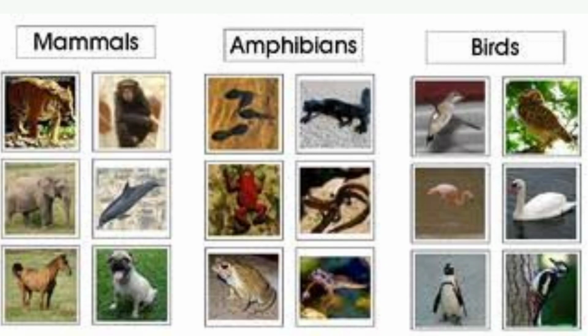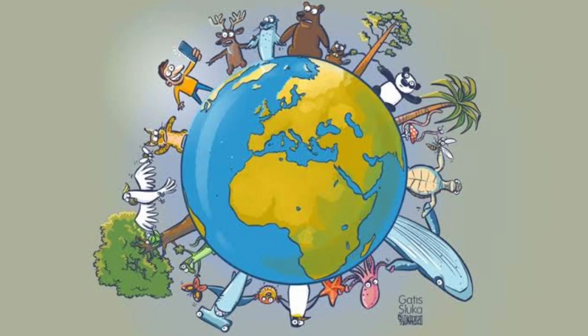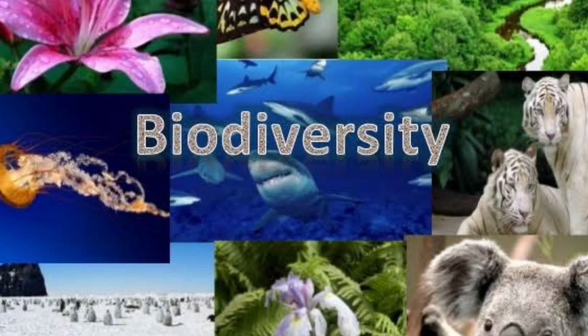So, one by one, while explaining the topics of this chapter, I'll tell you the importance of each topic. Let us start with the first topic, biodiversity. Why do we have to start with biodiversity? Because we are going to learn about biodiversity throughout the whole chapter.